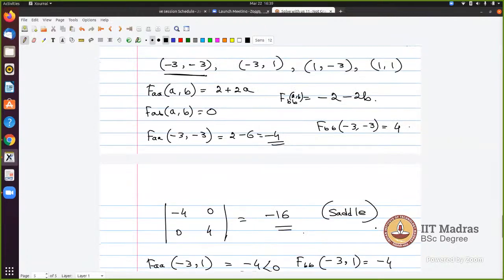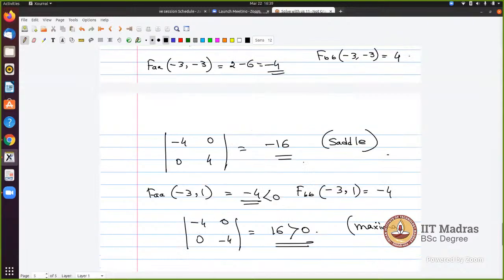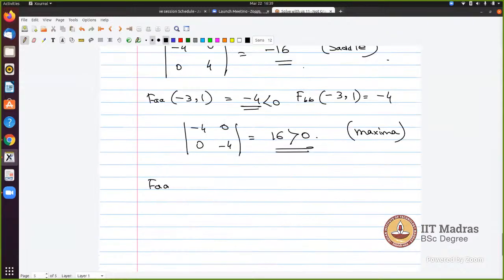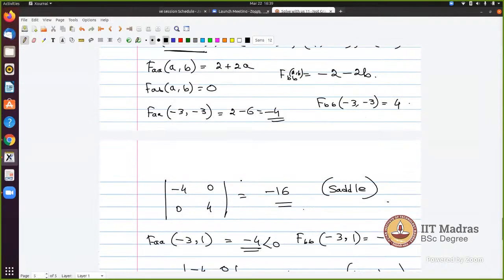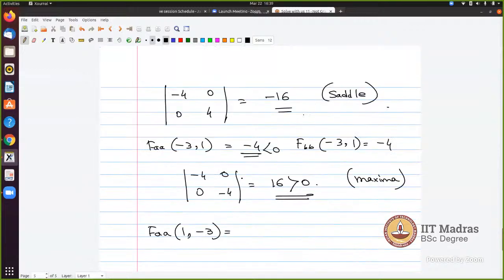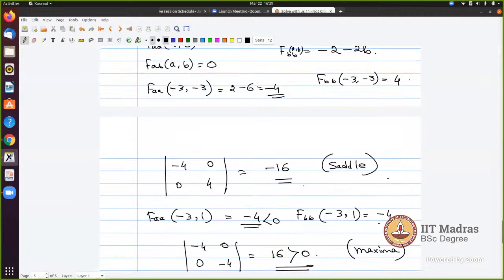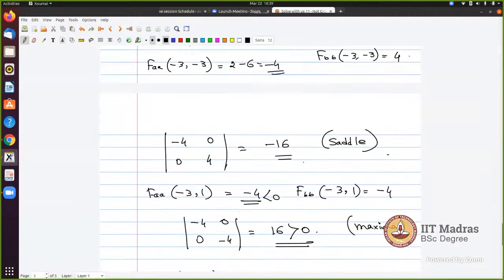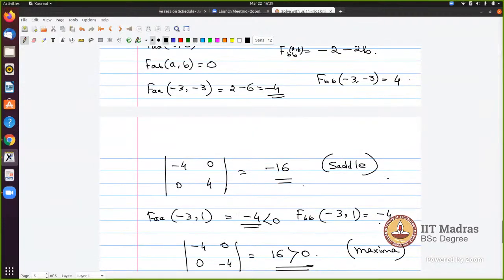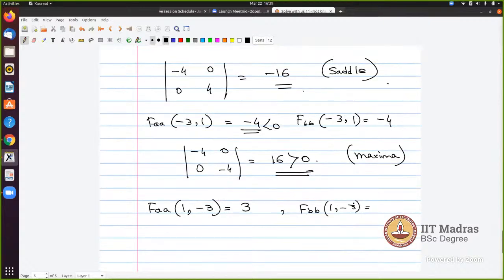Okay, let's check for the other two also. 1 and minus 3. What is this one? 2 plus 2a, so it is 3. What is this one? Plus 6, so this is 4, right? If I am making some calculation mistake, please let me know.